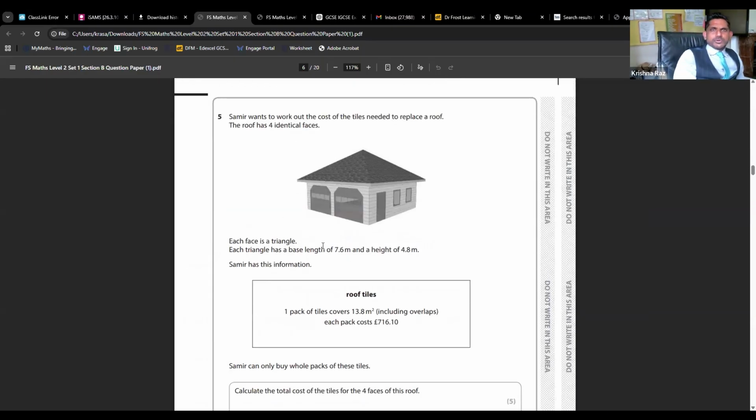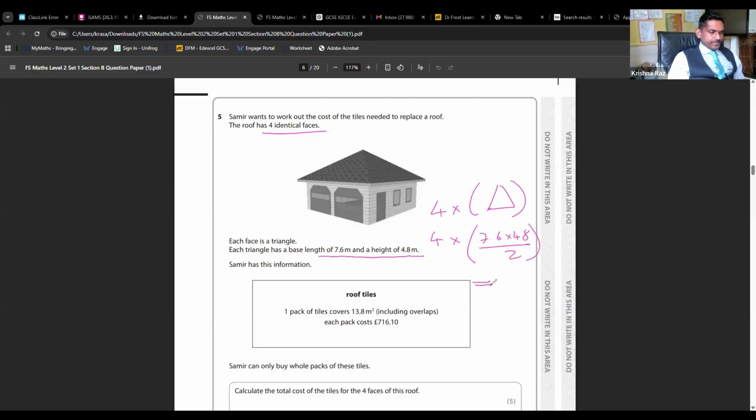Question 5, somebody wants to work out the cost of tiles needed to replace his roof. 4 faces, they're all triangles, and the triangles are like this. So we've got 4 times the area of a triangle. And that is 4 times base times height divided by 2. Do that in the calculator. So 7.6 times 4.8 divided by 2 times that by 4. And that is 72.96 meters squared.